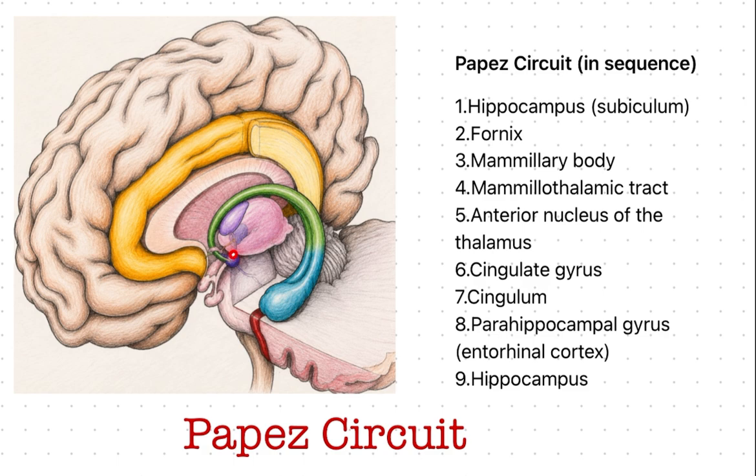Second are the mammillary bodies. These are visible on the floor of the third ventricle and are important landmarks in endoscopic third ventriculostomy. They are also involved in Wernicke-Korsakoff syndrome, where mammillary body and thalamic injury contribute to profound memory impairment.